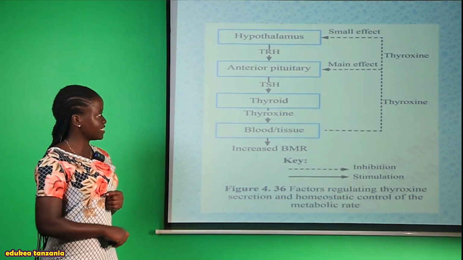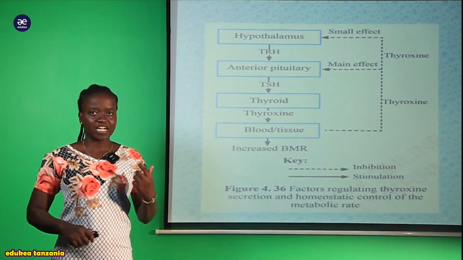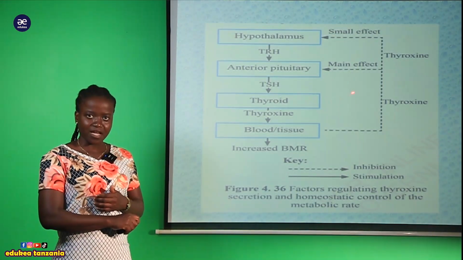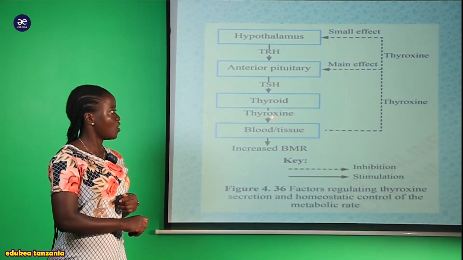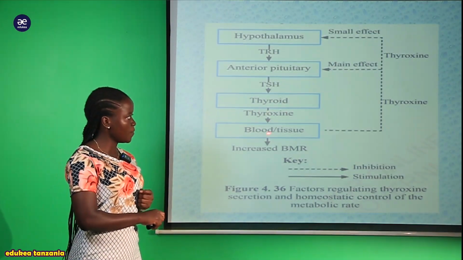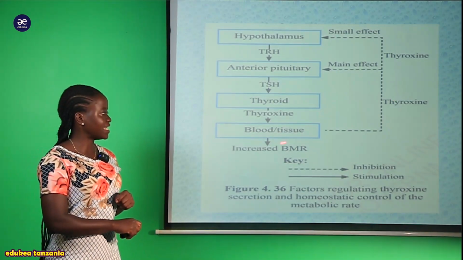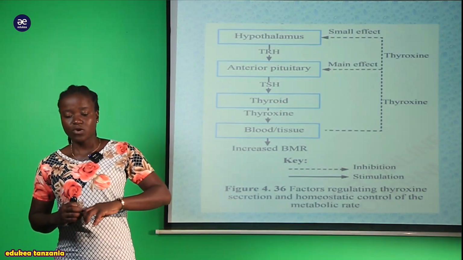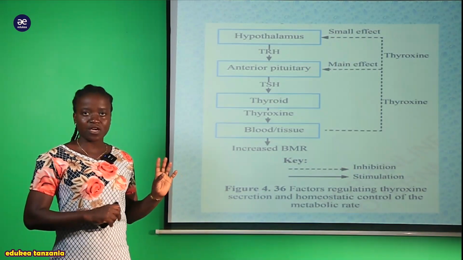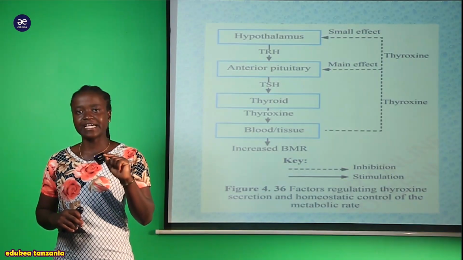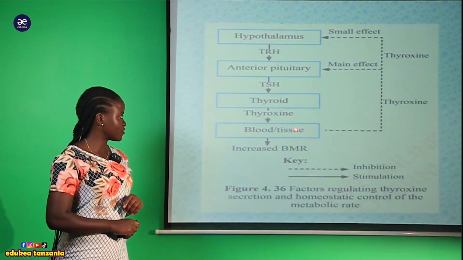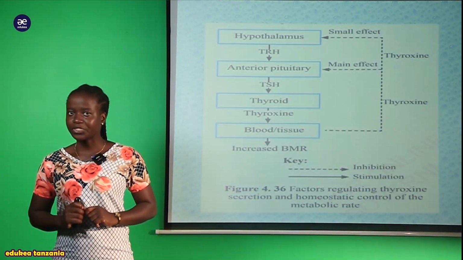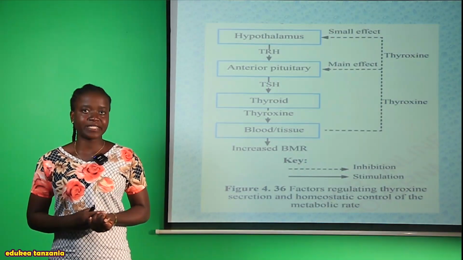This thyroid stimulating hormone enters the thyroid gland. In the thyroid gland, it will stimulate production of the thyroxine hormone. Thyroxine hormone will then enter the bloodstream, that is within the blood vessels where there is blood. If it enters the blood, it will increase the basal metabolic rate occurring within our body. That will enhance growth and development of our body.